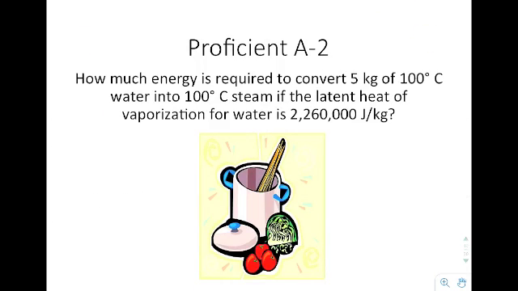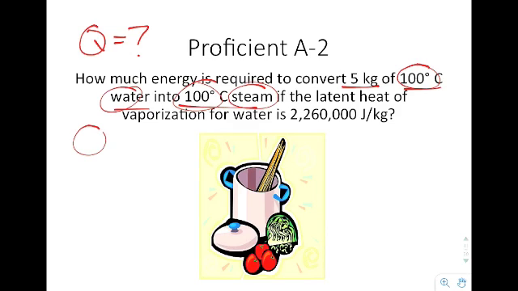Okay, the next one says, how much energy is required to convert 5 kilograms of 100 degrees Celsius water into 100 degree steam if the latent heat of vaporization for water is 2,260,000 joules per kilogram? So what I want to know is energy. Specifically, I'm looking at heat. I want to know the energy required to convert 5 kilograms from 100 C water to 100 C steam. Okay, so because of that, it's the same temperature. There's no change in temperature. I'm just changing the phase. I'm changing from water to steam. So because of that, I can use the formula Q equals mL. That's the only one that I can use if I'm changing phase. If I'm changing temperature, it's something different.